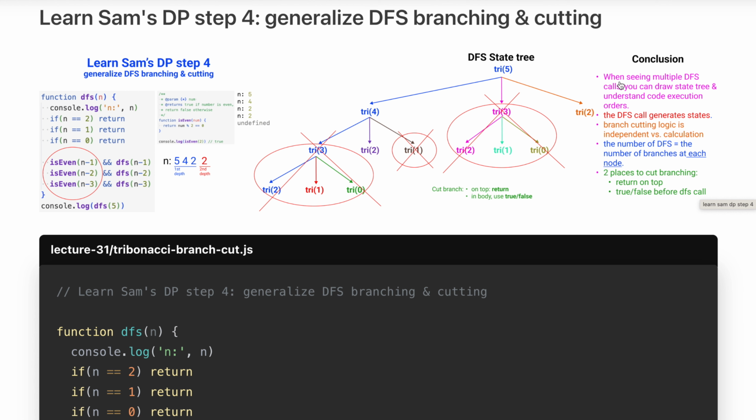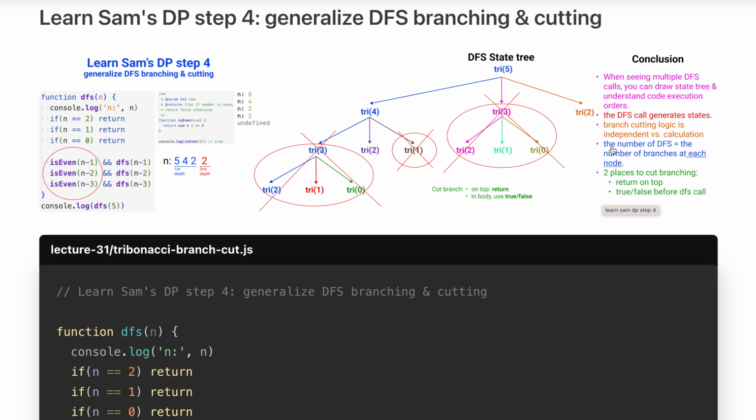For conclusion, after the first 4 steps of learning SAMDP, we have a pretty good understanding of DFS branching and cutting. That means whenever we see multiple DFS calls or recursive calls, we can draw the state tree and understand the code execution orders. And the DFS call generates states, which is what we want in dynamic programming. The branching and cutting logic is independent of calculation logic. You can see that we have no calculation here, and we still have the DFS state tree, no problem. So they are independent, the branching and the calculation.